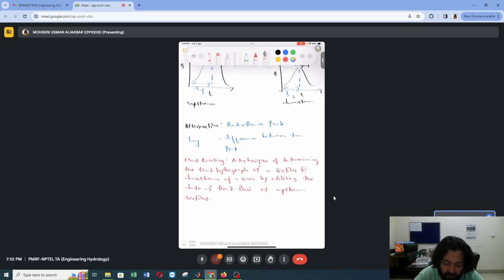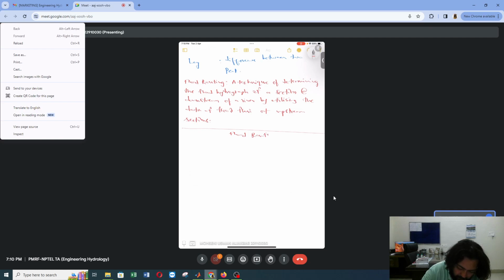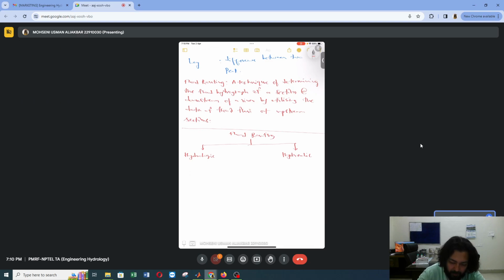What we do is, we are deriving the flood hydrograph at the downstream of a river by using the flood hydrograph at upstream, right? So there are different types of flood routing. We can divide flood routing into different types. First we can call it hydrologic routing, and another is hydraulic routing. So what is the difference between the two? It depends. Both methods use different sets of equations.